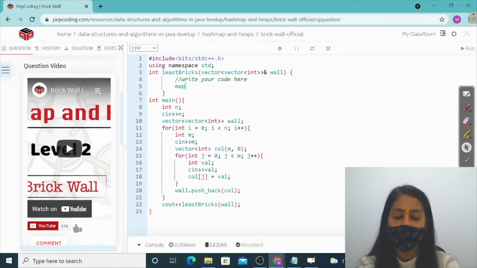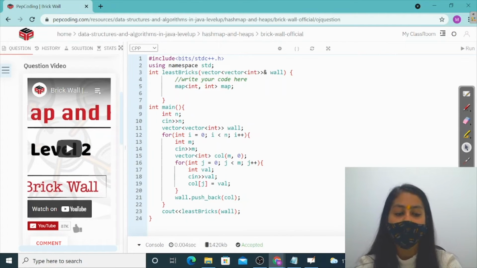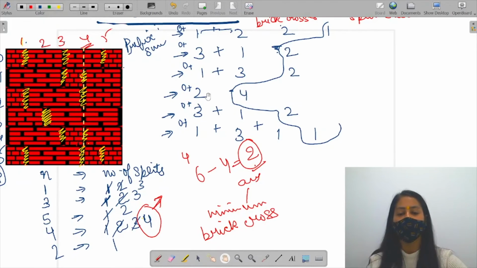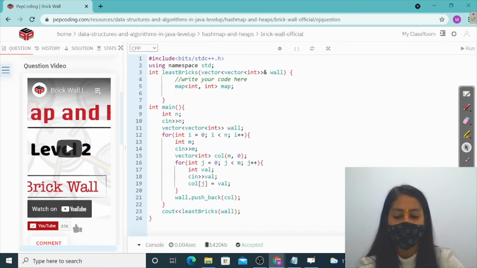Firstly we are taking a map of type integer. The key is also integer, the value is also integer, right? Next we are moving in each row, right? So given is this vector and we are moving in each row. So let's move in each row. Let's use the for each loop. So let's name it as row. So this will belong to the wall.